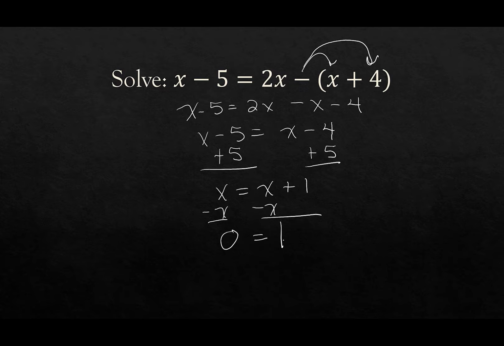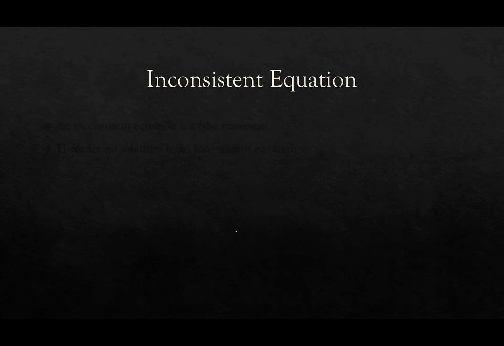Now this is a problem. 0 is not equal to 1. So what this tells me is I have no solution. How I read things like this: when I get a constant equals a constant, I say to myself, is that true or false? If it's false, I say there's no solution. What we call that is an inconsistent equation.